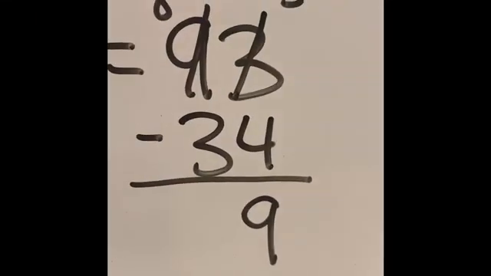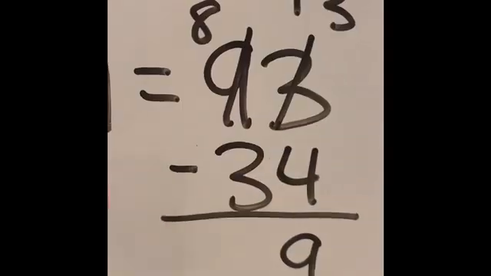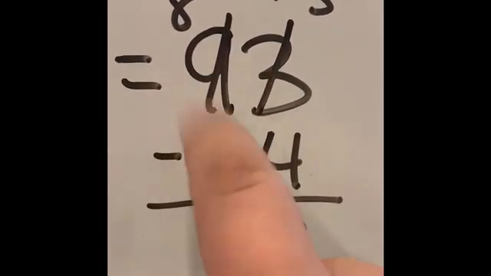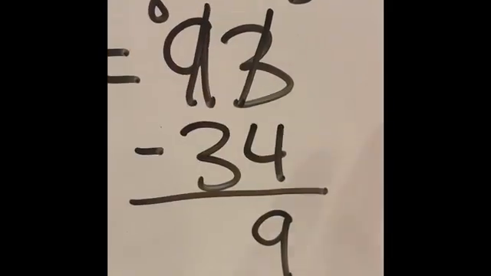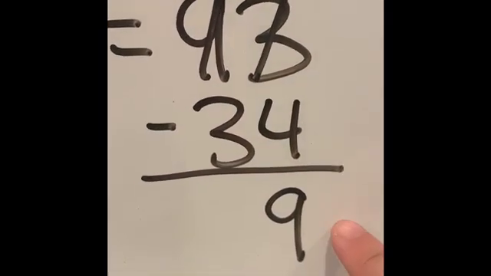Now what we've done is solved for the answer that was going to go in the ones column. So again, we've borrowed a ten from our tens column and made this an 8. Now we've got 13 minus 4, and the answer to that is 9.